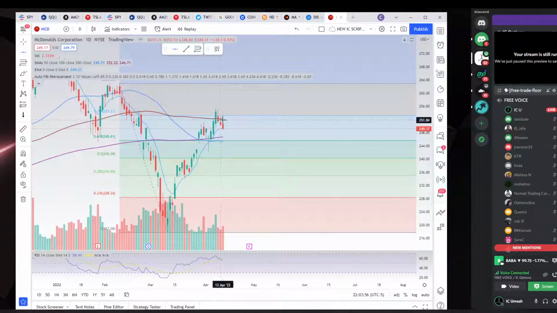But it really needs to get through this 100. It's been rejecting. It's been closing below that too. So yeah, just keep an eye on that one. Those two numbers.